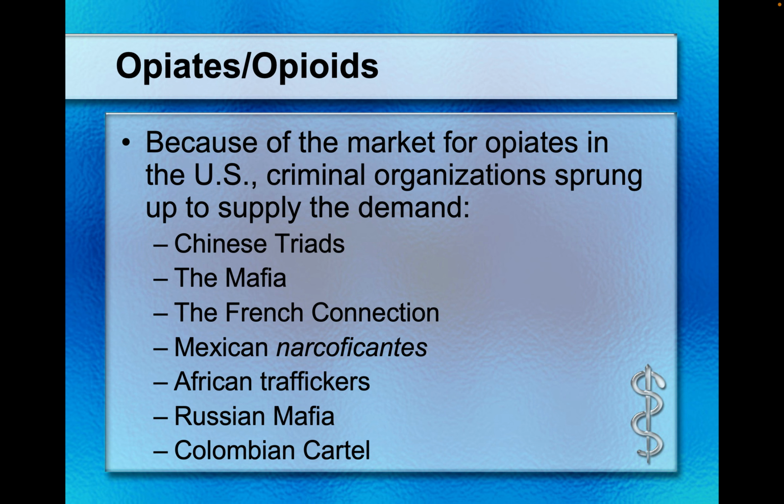And they came from all over the place. Chinese triads came from China. The mafia came from Italy. The French Connection, of course, had to do with the French in southern France. Mexican narcotraficantes from Mexico. African traffickers. Russian mafia. Colombian cartels.